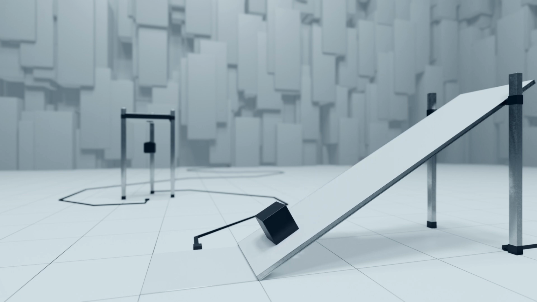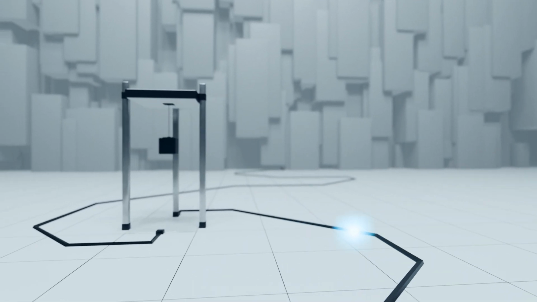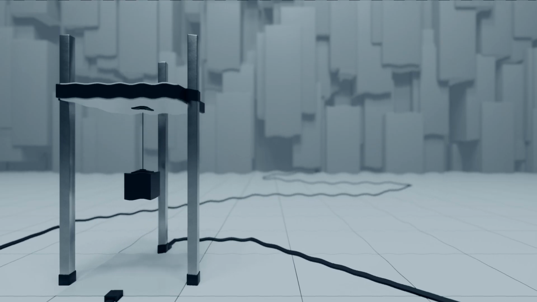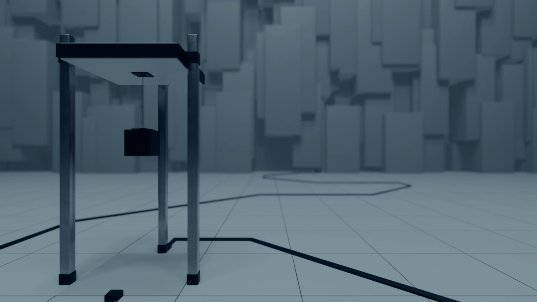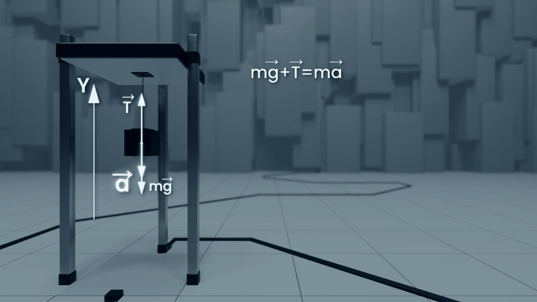Let's move on to the last example. A block suspended by a string in an accelerating elevator. Two forces act on the block, the gravitational force and the tension force in the string. According to Newton's second law, the sum of the forces acting on the object is equal to the product of its mass and acceleration. Let's direct the y-axis upward and project the equation onto this axis.